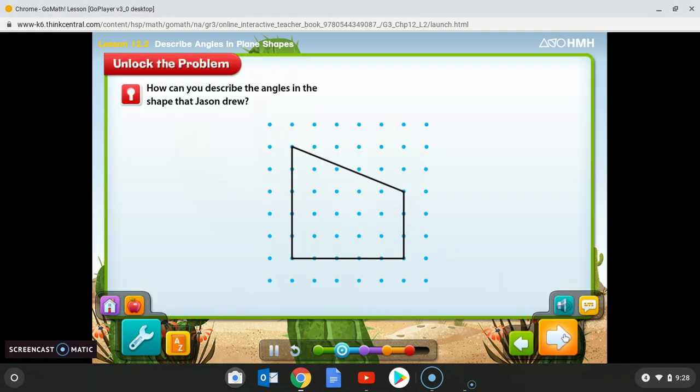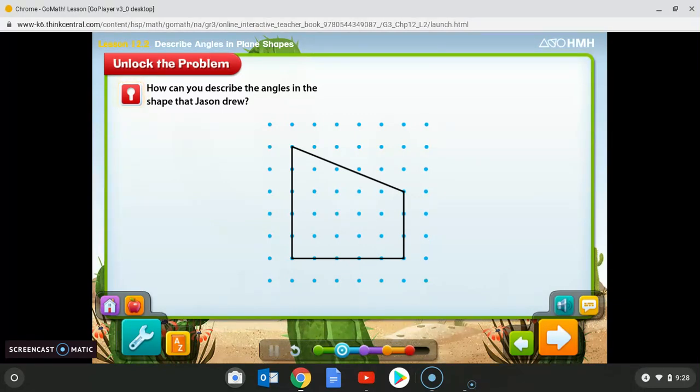So here's a shape that our friend Jason has drawn, okay? So let's talk about what we learned yesterday. We talked about open shape, closed shape. Looking at this shape, we see that if we start at one endpoint and continue around, and we stop at the same endpoint as the starting endpoint, we know that that is a closed shape. Do you see how this is a closed shape?